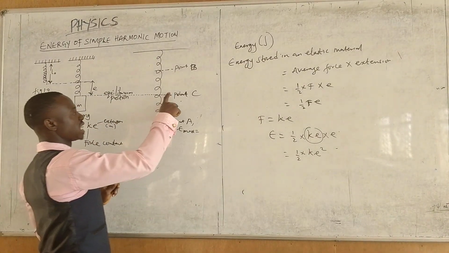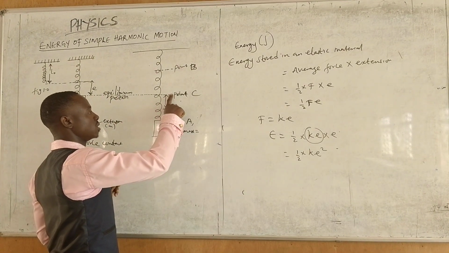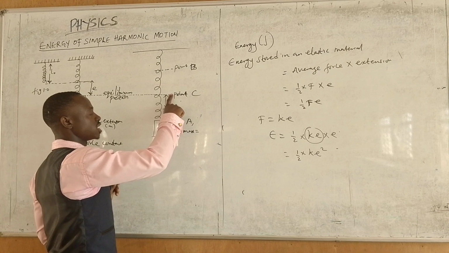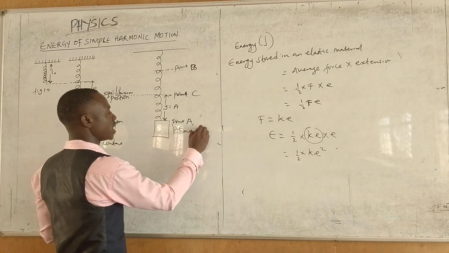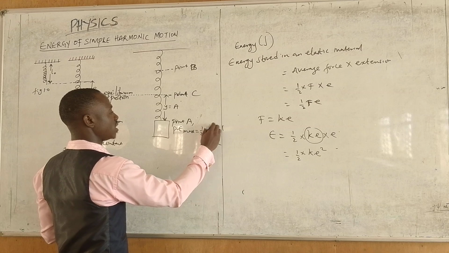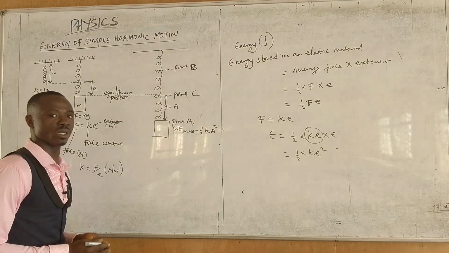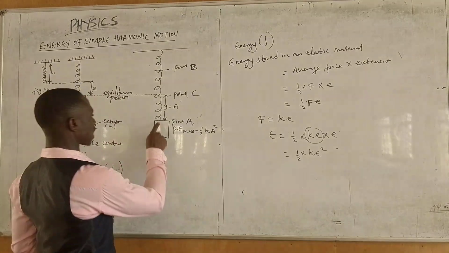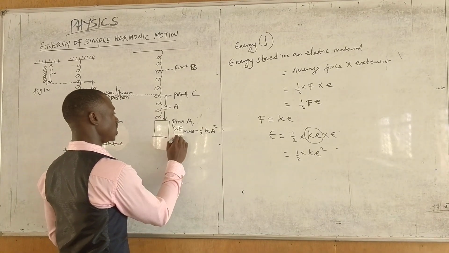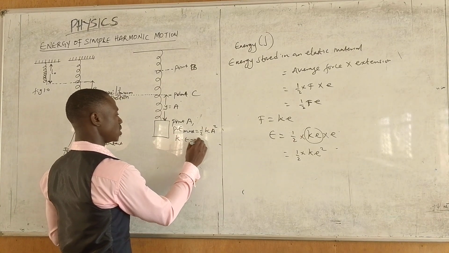But this time around, what is my extension from the equilibrium position? My new extension, my new displacement is A. So it means my potential energy here will now be half K A squared. Please take note of this derivation. Half K A squared. Now you can tell us what the kinetic energy is going to be here. KE here also is going to be equal to 0.